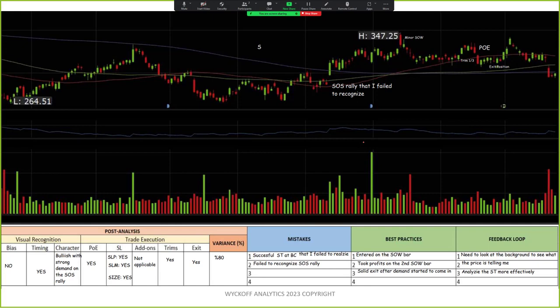His best practices: entered on the sign of weakness. You know, this could have been a short trade. It could have been. Looking at it, so at any rate, took profits on the second one. So this must have been because he's taking profits. So apologies to Joshua. We got this trade all wrong. So the pros mess up sometimes. That's the way it goes. And then his feedback loop, need to look at the background to see what the price is telling me. Yeah. And analyze the secondary test more effectively.